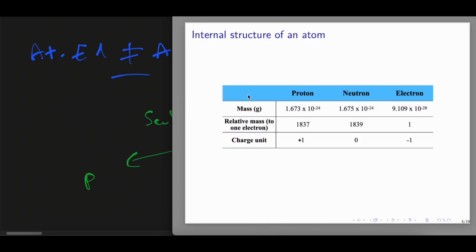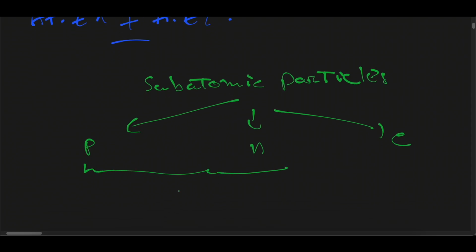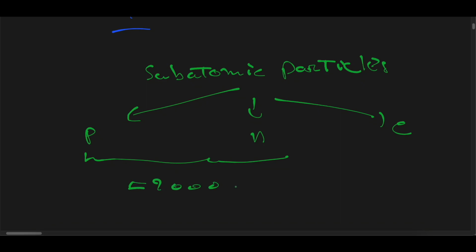These subatomic particles have a mass and a charge. We can see here that the proton and the neutron have almost the same mass, and we can see the magnitude of this mass, how small they are. But the electron is smaller than these two subatomic particles. If we calculate the relative mass to one electron, we can see that protons and neutrons are massive compared to the electron. They are about 2000 times heavier than the electron.